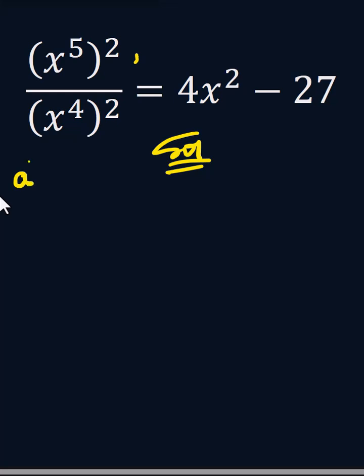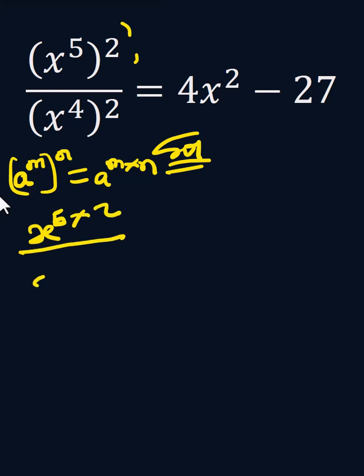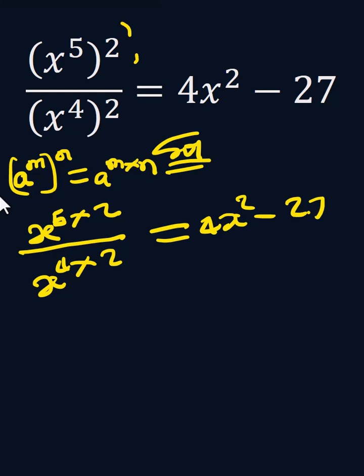If you have a raised to the power m and another power n outside the brackets, according to the law, you multiply the exponents together. You have m multiplied by n. So if we apply this law in the numerator, we are going to have x raised to the power 5 multiplied by 2. If you apply that to the denominator, you have x raised to the power 4 multiplied by 2. This is equal to 4x raised to the power 2 minus 27.